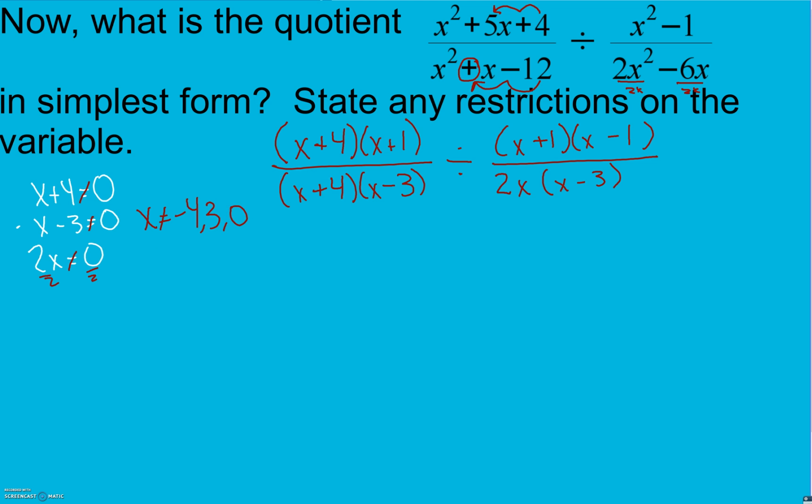Now, to get rid of our division, we switch to multiplication. We keep our first fraction exactly as it was. We never change our first fraction when we divide. The one that we take the reciprocal of is the second. Bottom goes to top, top goes to bottom. And again, every single time that we divide fractions, we multiply by the reciprocal.